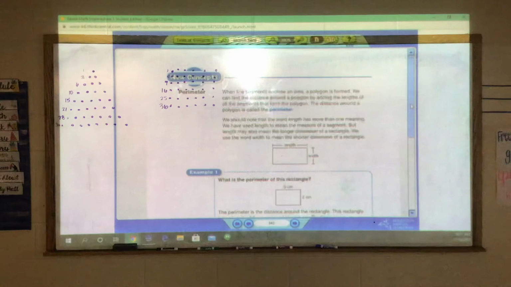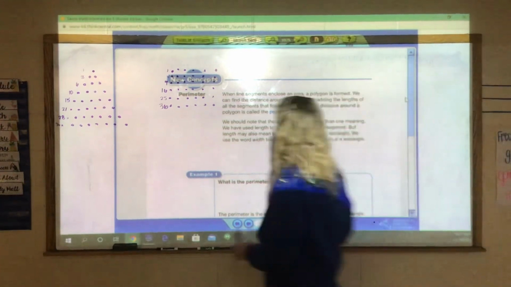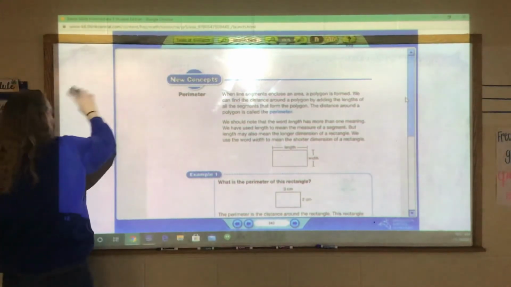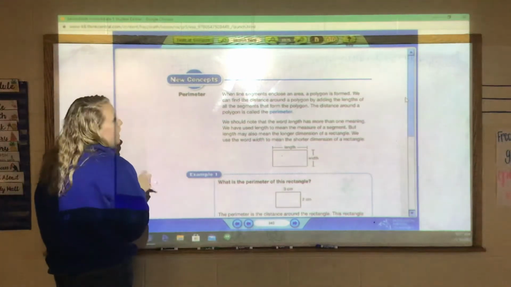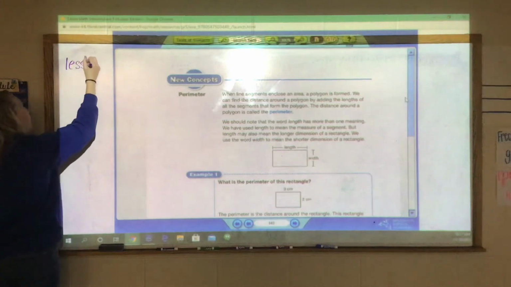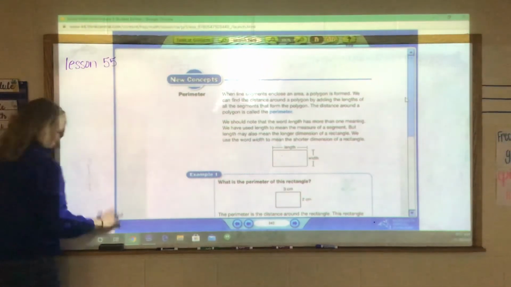So, get your math notebooks out. We are going to write these definitions. Okay, so when we think of perimeter and area, and I'm going to define both for you, the perimeter is your fence. So this is lesson 653.